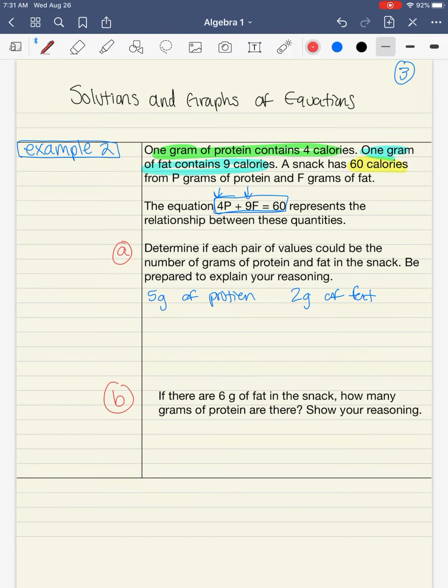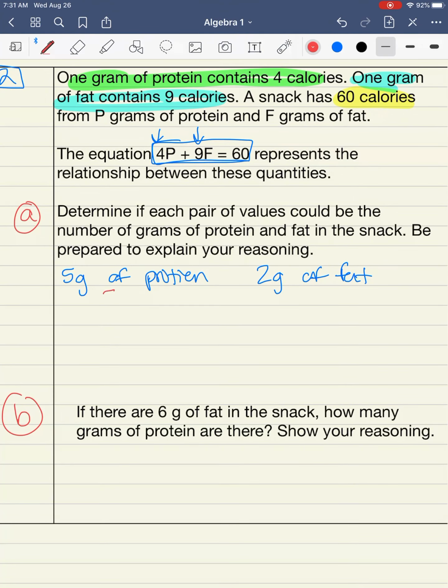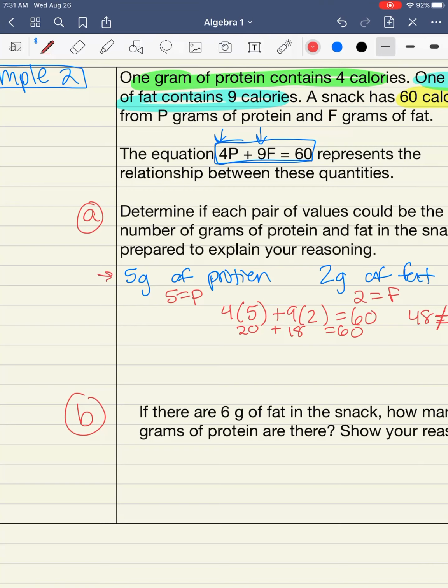What we're going to do is plug this into the original equation. So 5 is going to replace P and 2 is going to replace F. So we're going to have 4 times 5 plus 9 times 2 equals 60. 4 times 5 is 20 and 9 times 2 is 18. 20 plus 18 is not 60. It's 48, and those are not equal. So this combination of values is not a possible solution to this equation.